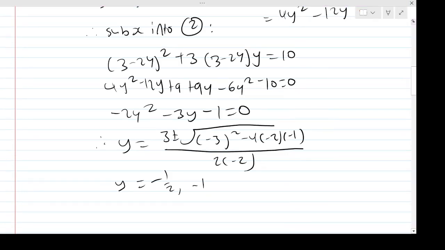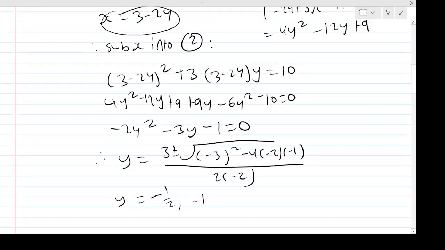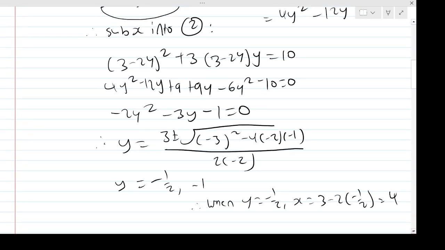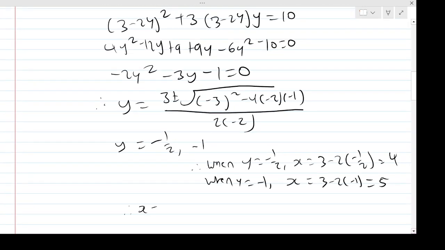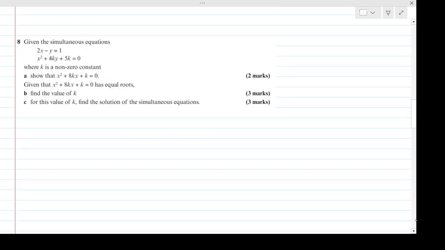So then to find the corresponding x values, as x is equal to 3 minus 2y, that means when y is minus a half, x is going to be 3 minus 2 lots of minus a half, which would be 4. And then when y is minus 1, x is going to be 3 minus 2 lots of minus 1, which is going to be 5. So therefore my solutions are x is 4, y is minus a half, and then when x is 5, y is minus 1. And those are my two pairs of solutions there.